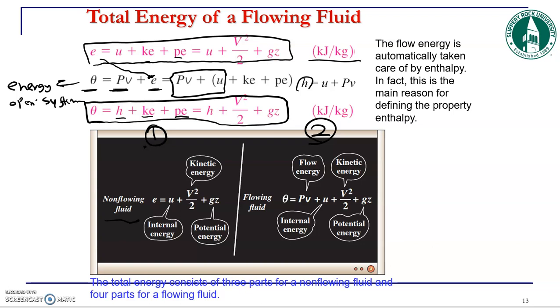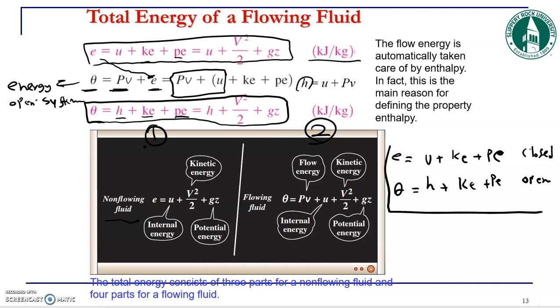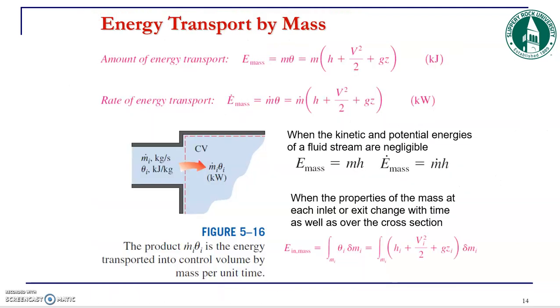So just try to write it for yourself to make sure you understand. So internal energy, kinetic energy, potential energy, that's for closed system. And theta is equal to enthalpy plus kinetic energy plus potential energy, that's for open systems or control volumes, right? So this is the energy balance for open systems and closed systems and how they are different, okay?